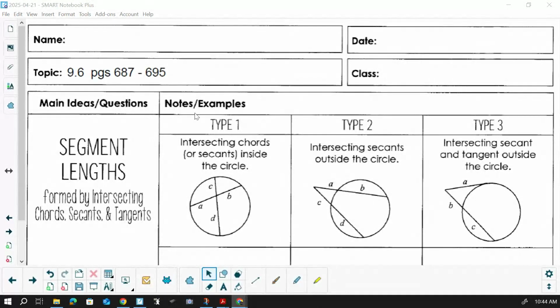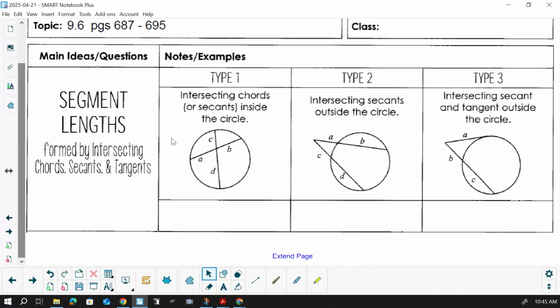Okay, so let's see if we can get through this here. We've got intersecting chords, two chords intersecting. With any of these little letters, we're not talking about angles or arcs. We're not talking about any of those things. We're not talking about any degree measurements. We're talking about how long these segments are.